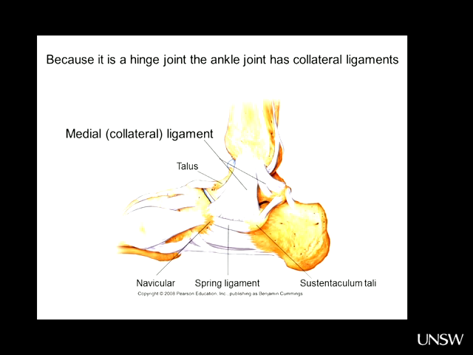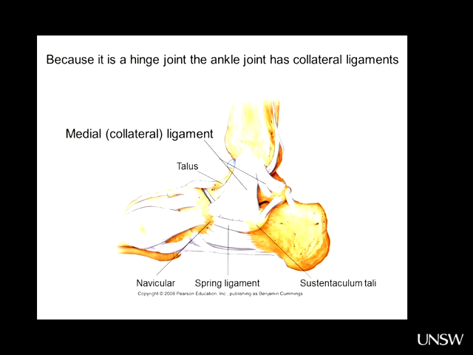In fact, the fibres of the deltoid ligament, the medial ligament of the ankle, also go down and attach onto the spring ligament there. So that is the deltoid or medial ligament of the ankle.